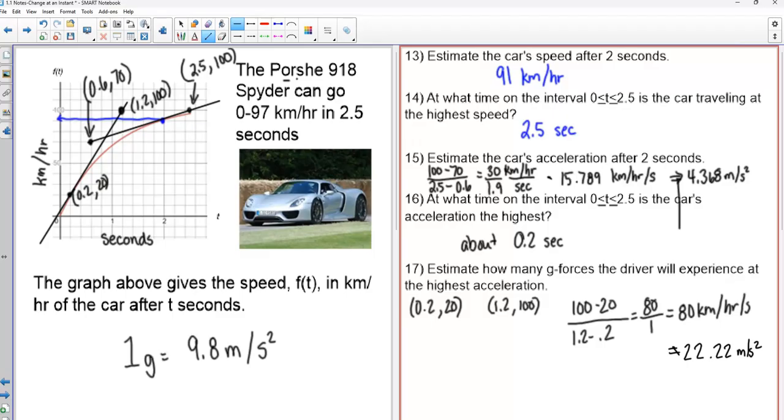So if you want to know how many G's, that's your acceleration. You would do 22.22 divided by 9.8, and you're going to get 2.267 G's. Unlike on a roller coaster, where you might have G's in all different directions, up, down, side to side, in this case that direction is what's throwing you back in your seat.